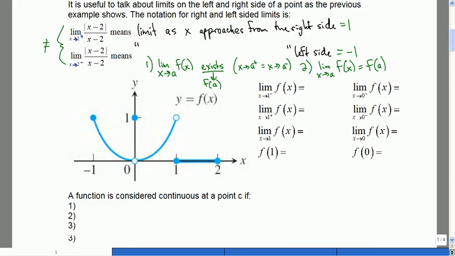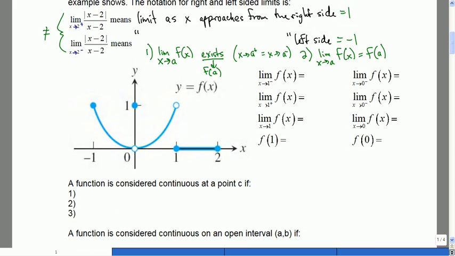Okay, so we're going to take a look, because limits are still new to us, we'll practice this. So let's take a look at the continuity at f of 1. The first one asks for the limit as we approach from the left side, so that's going this way. As I approach from the left side, the value is 1. As I approach from the right side, the value is 0.